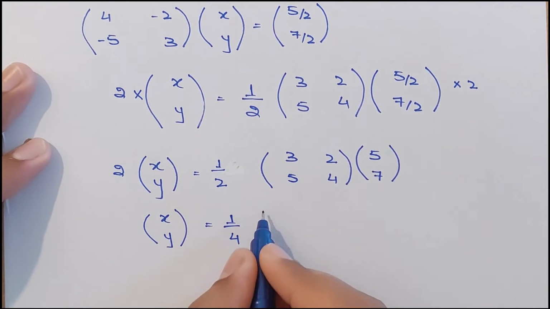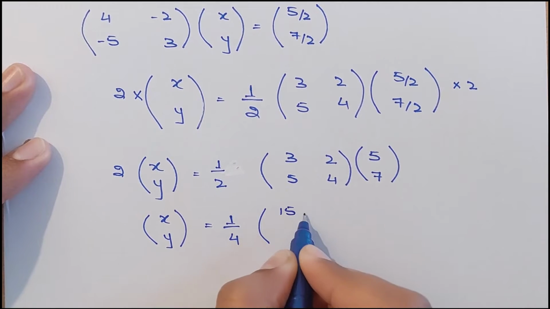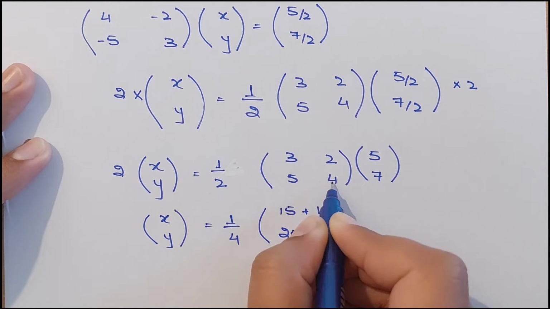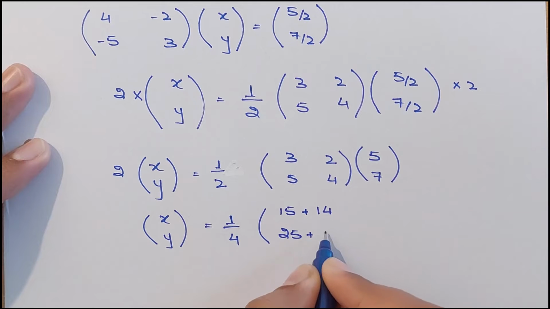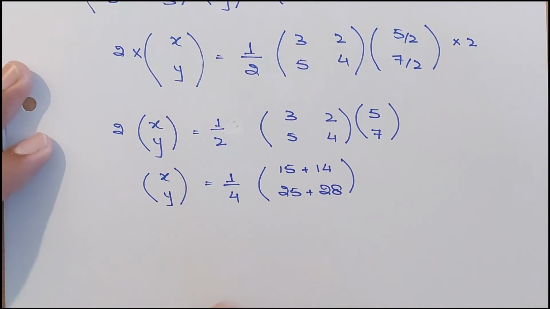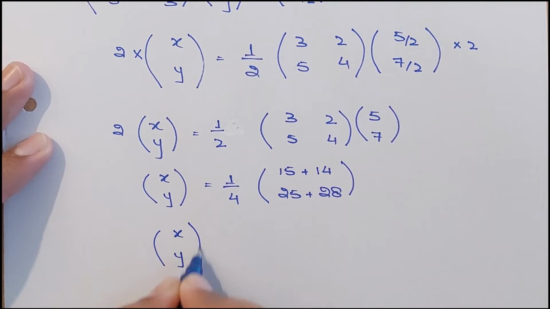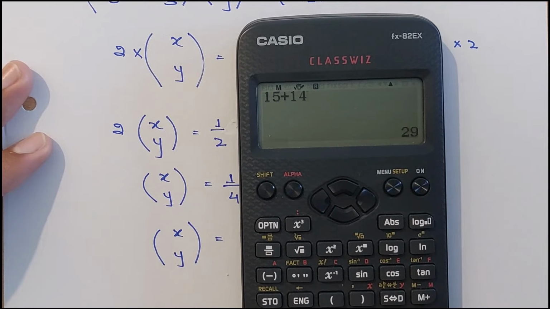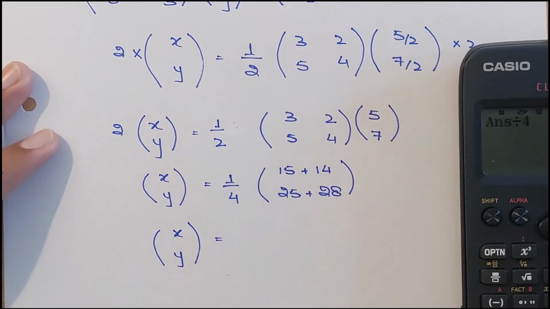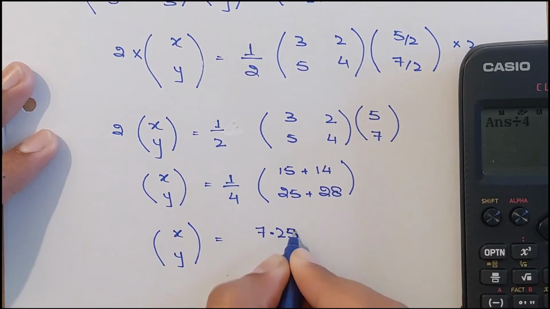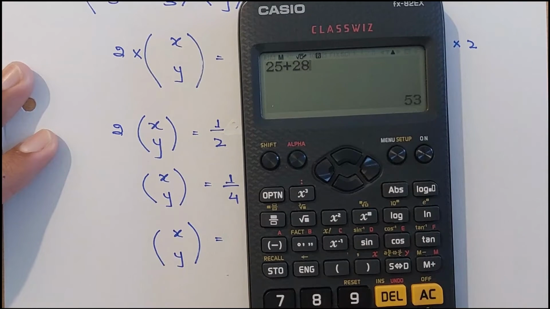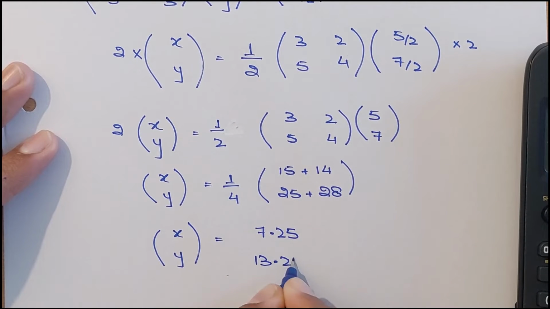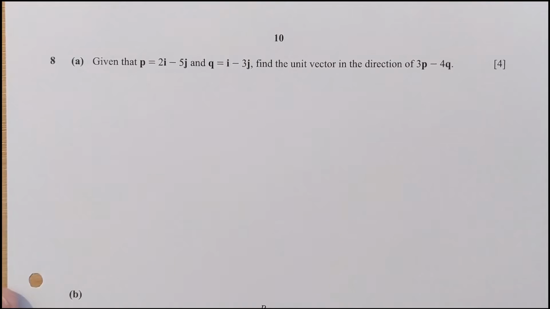Okay, now let's do the product. 3 times 5 is 15, plus 2 times 7 is 14, 5 times 5 is 25, plus 7 times 4 is 28, right? So we have xy is equal to 15 plus 14 divided by 4 is 7.25, and 25 plus 28 divided by 4 is 13.25. So these are the values of x and y.